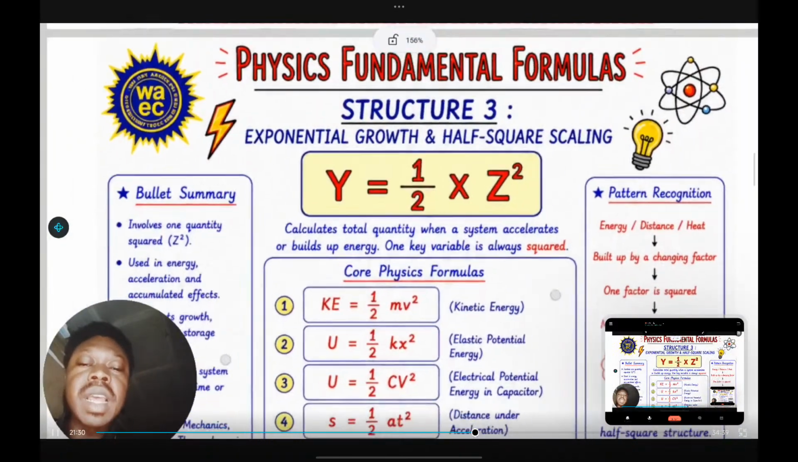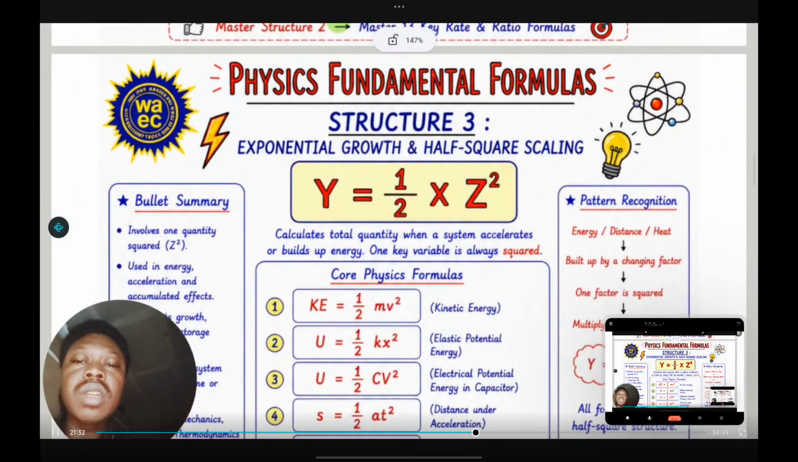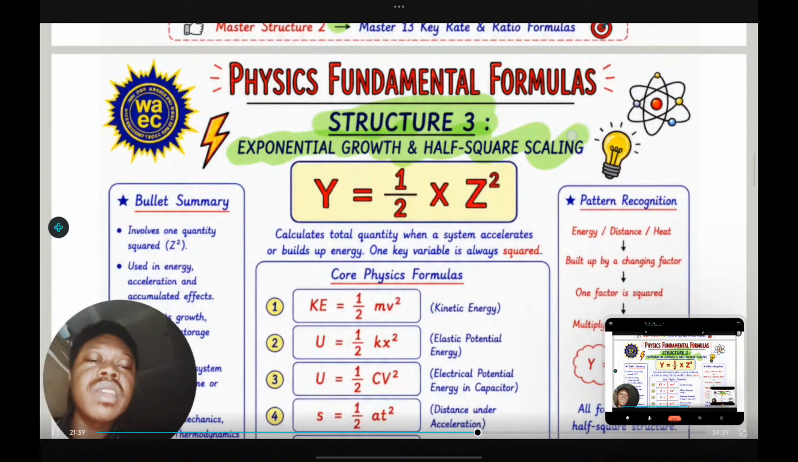Then we'll go to the next structure, which is the structure number 3. The structure number 3, we call them the exponential growth and half square scaling.